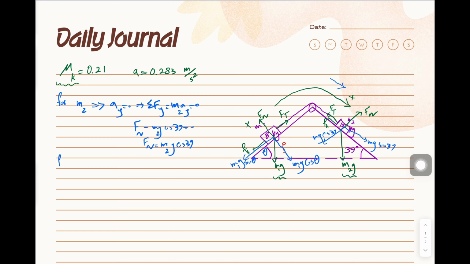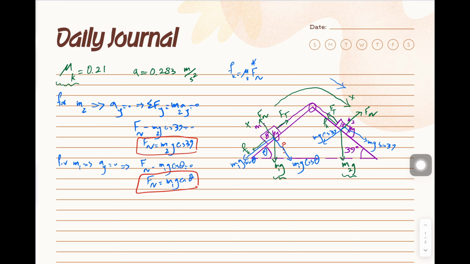And then for mass number 1, ay is still 0. So I have Fn minus m1g cosine theta equals 0, then Fn equals m1g cosine theta. Now I have these two Fn here. What do I need those for? Because I need to calculate fk, and we know fk is going to be mu k times Fn. So we need Fn to calculate fk.